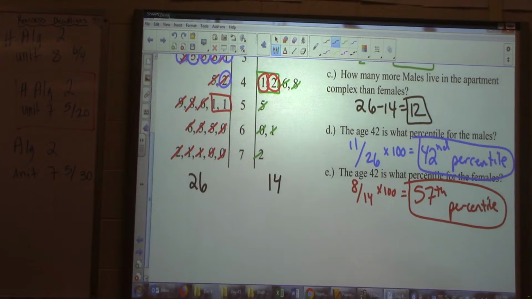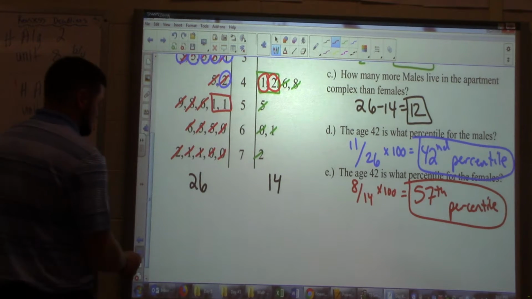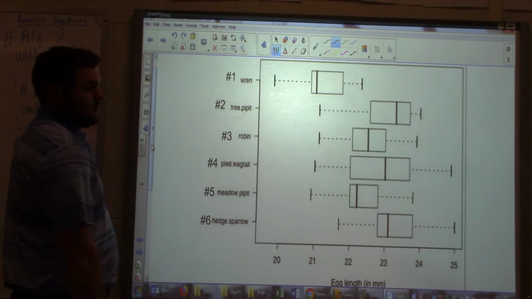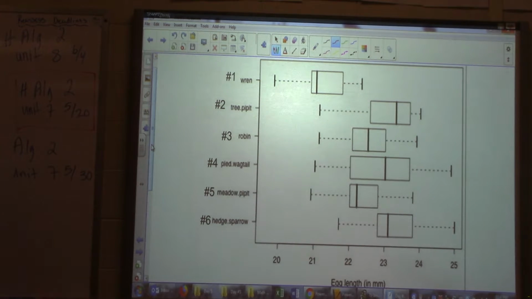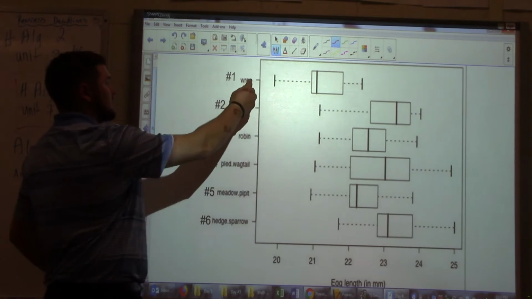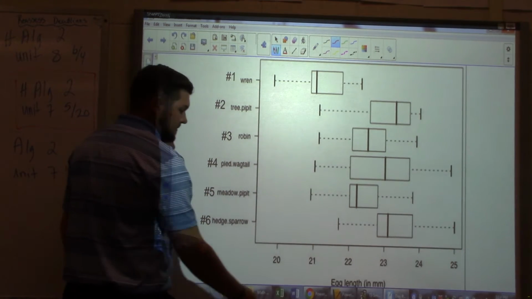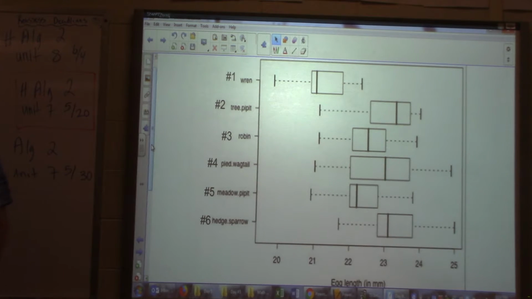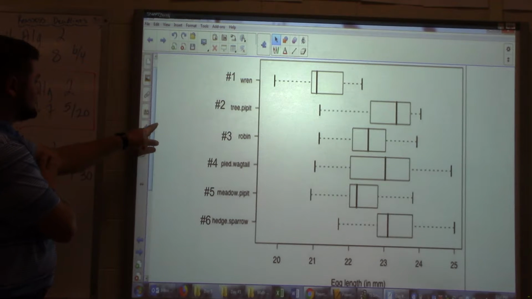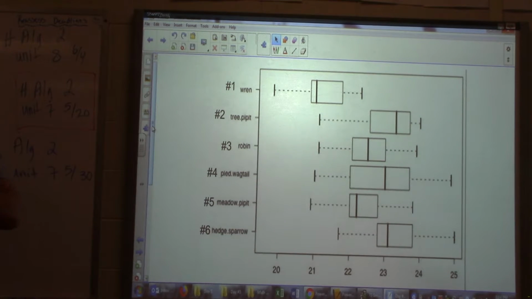All right, we have one more graph to look at. 3 questions to answer. Okay? Think we can do it? Yep. All right. What kind of plots are these? Box and whisker plots, right? There's 1, 2, 3, 4, 5, 6 of them representing egg lengths. Talking about birds and their egg lengths. So our first question, which bird has the greatest overall egg length? And why?